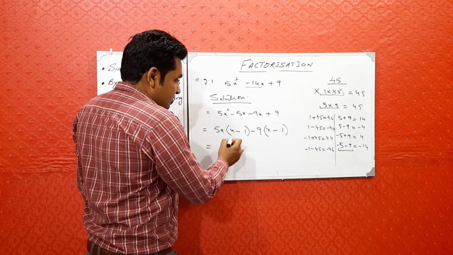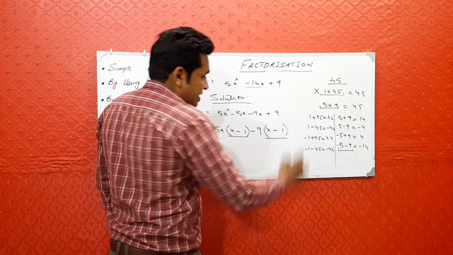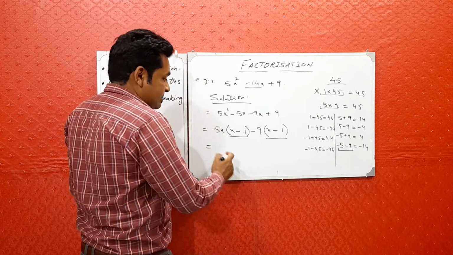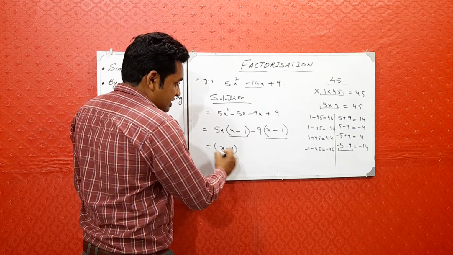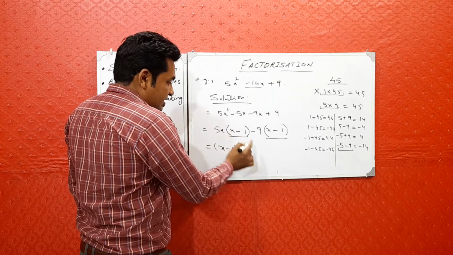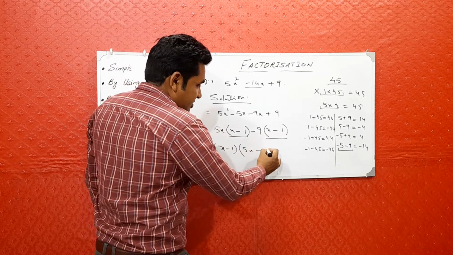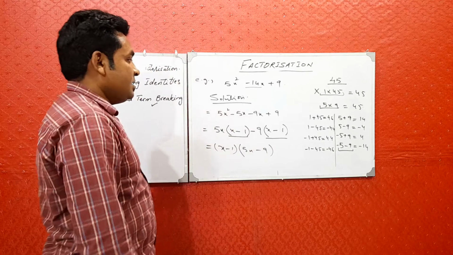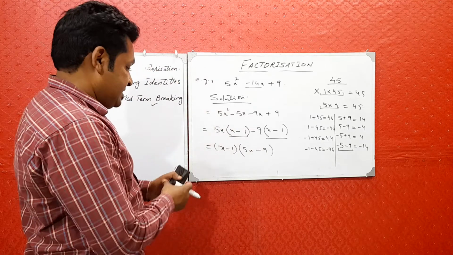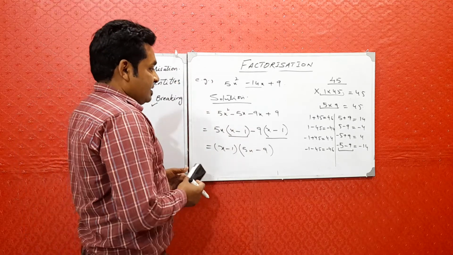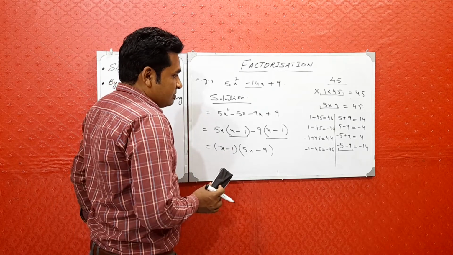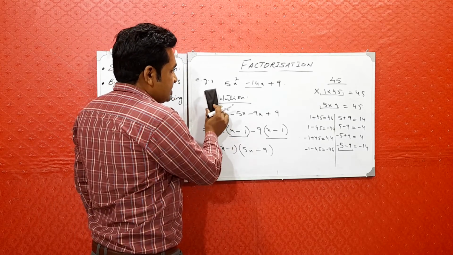So you know that this expression written in the bracket is exactly the same, so this can be taken common, so x minus 1 is taken common. From here we are left with 5x, and from there minus 9. So let's change this question. I don't think there is any problem in this question, and let's now change this question a little bit.